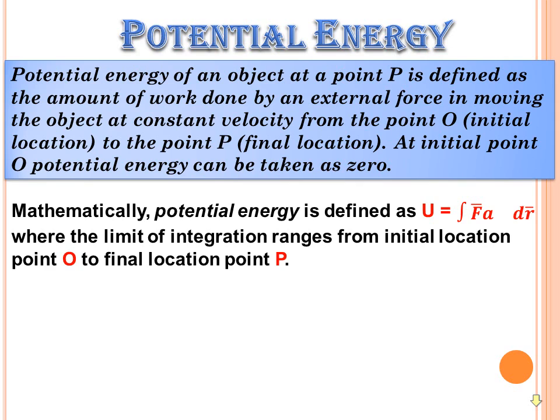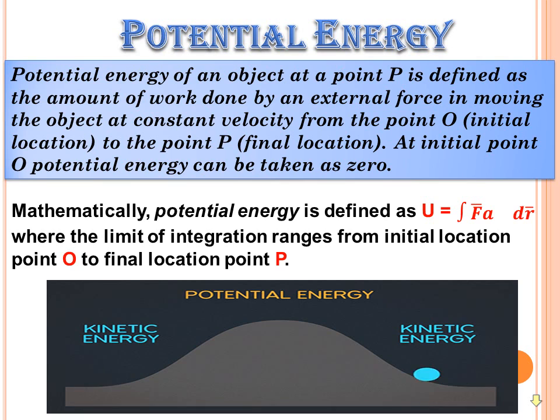Mathematically, potential energy is defined as U is equal to the integral of F vector external dot dr vector, where the limits of integration range from the initial location point O to the final location point P. You can see here, if it is dragged up a mountain it has potential energy, and if it moves down, it has the kinetic energy of that same object.